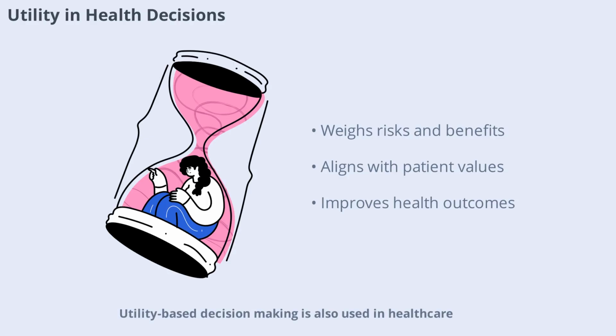Utility-based decision-making is also used in healthcare. Patients and doctors often weigh the benefits and risks of different treatments. For example, a patient might consider the utility of pain relief versus the risk of side effects. By quantifying preferences, utility theory helps guide choices that align with patients' values and improve health outcomes.